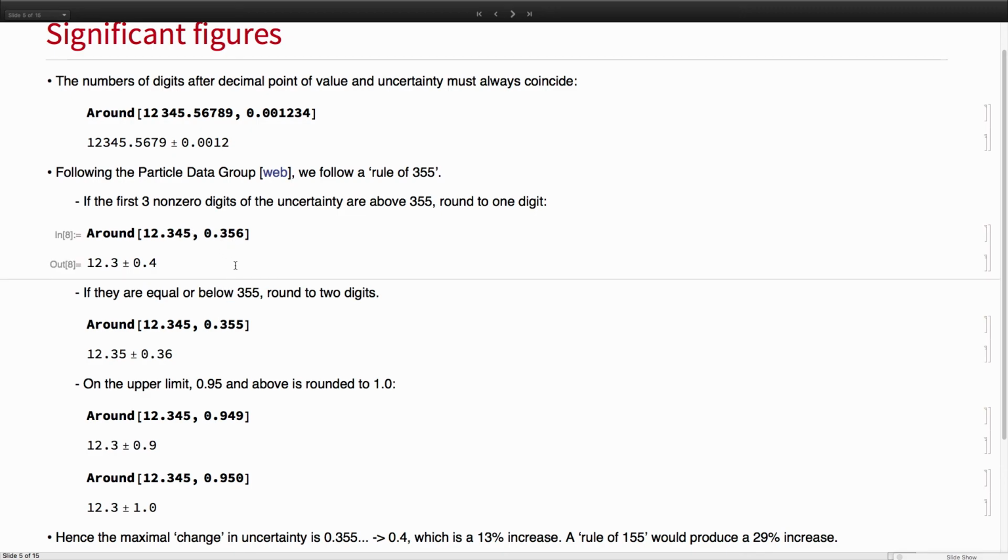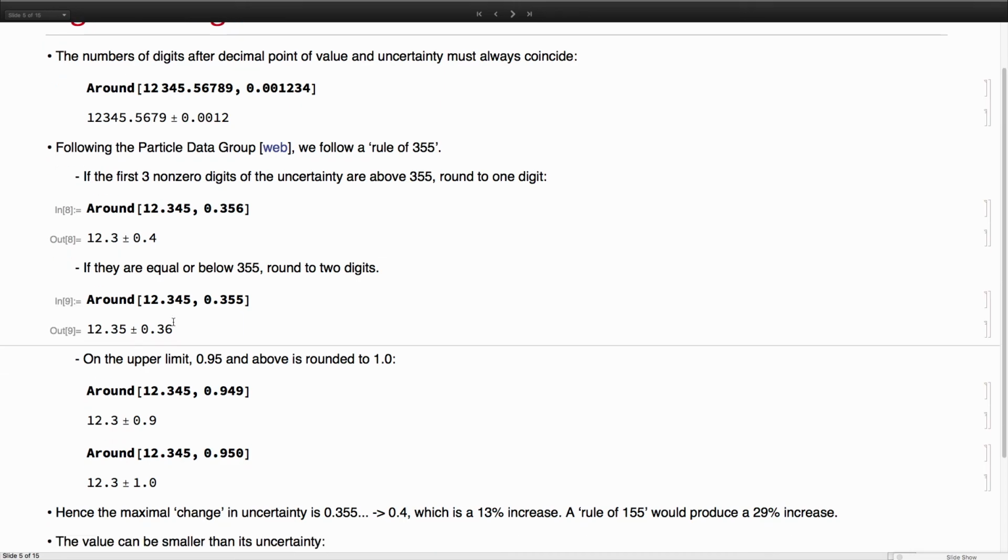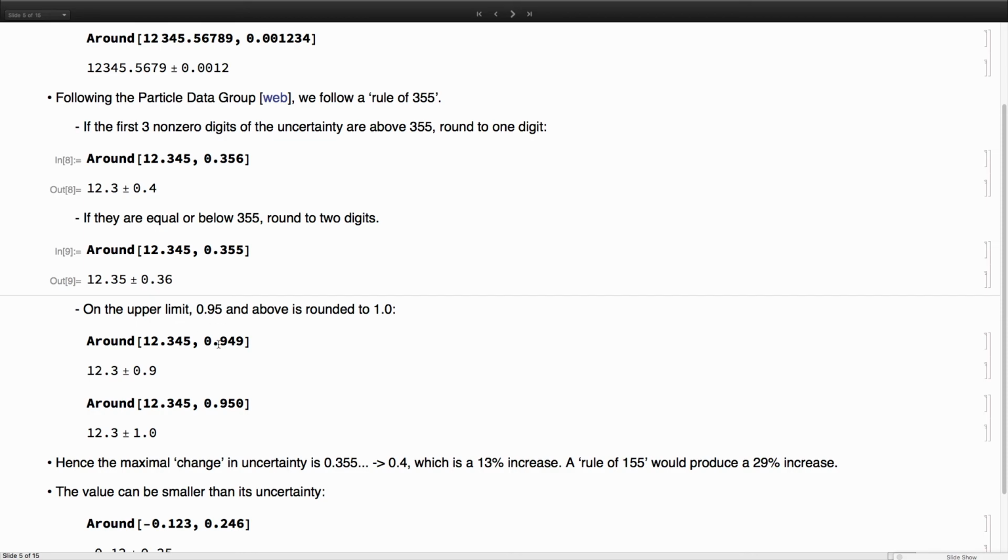If the uncertainty is 355 or less, then we show 2 digits. We round to 2, which may be rounding up or rounding down, but we show 2. And on the upper limit, if we have 95 or more, it will be rounded to 1. If we have less, we will keep the 1. Right? So it's all following the same rule. But this is only for display. Internally, we keep all the digits, and we do all the computations with all the digits we have.